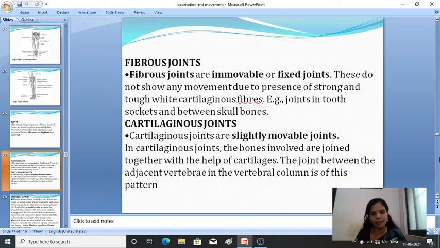So first comes the fibrous joints. Fibrous joints are immovable or fixed joints. These do not show any movements. Fibrous joints are immovable, means they are fixed, they will not exhibit any movement due to the presence of strong and tough white fibrous tissue. Example, joints in tooth sockets and between the skull bones. These are the examples where they are immovable and fixed joints.